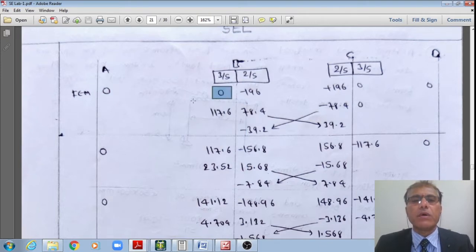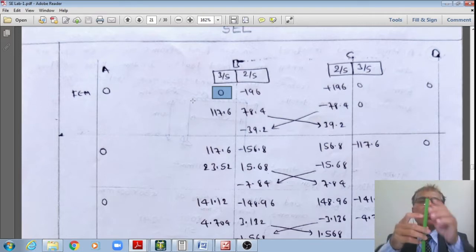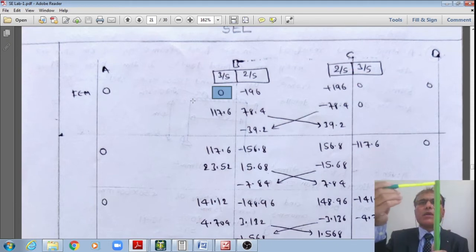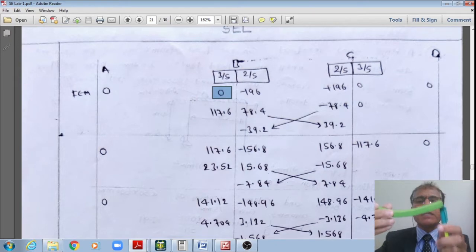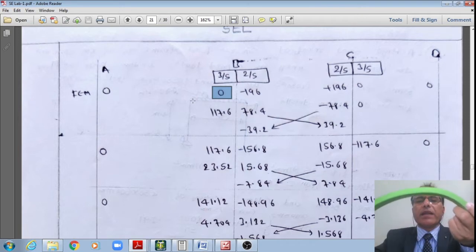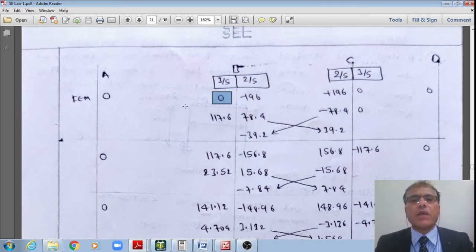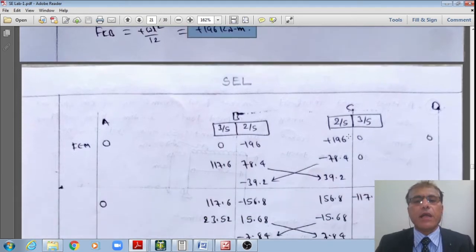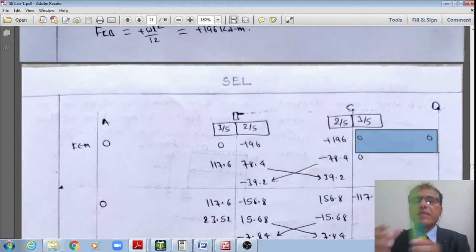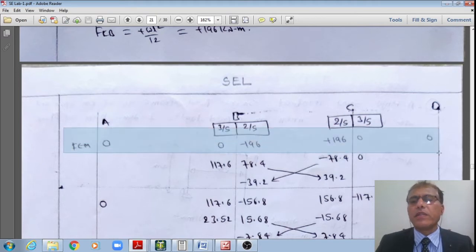at B there is no fixed end moment in the column, student, because there is no load on the column. Therefore, on this column at B there is no load. However, at the joint B in the beam there is a moment of 196 kilonewton meter. Therefore, that is minus 196, and at the other end it is plus 196. Just now we have calculated this, minus 196 and plus 196. I'm just recalling that and putting it here. And on the right hand side column also there is no loading. Therefore, it is 0 and 0. That is how the fixed end moments are noted down in this first row.